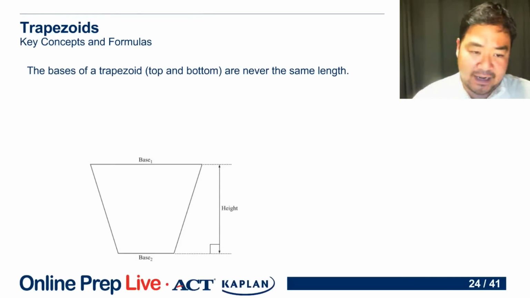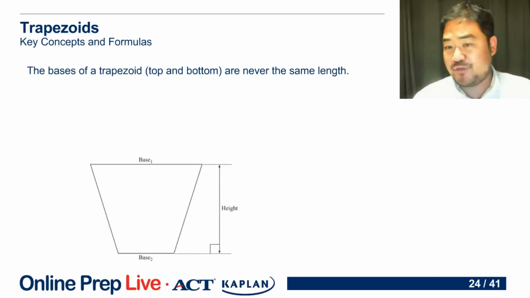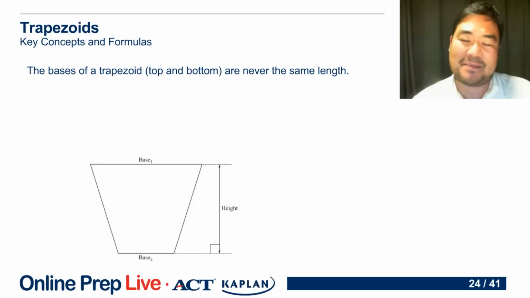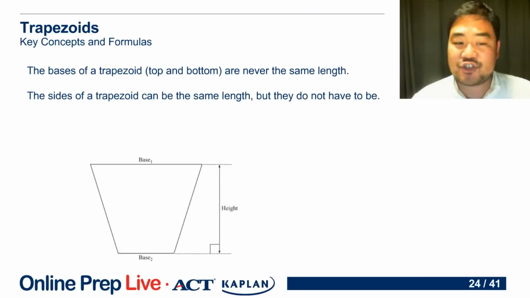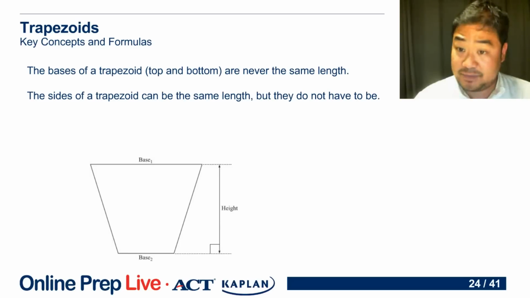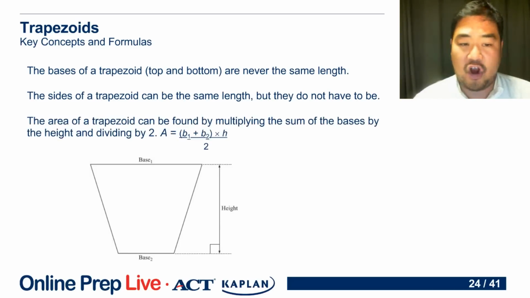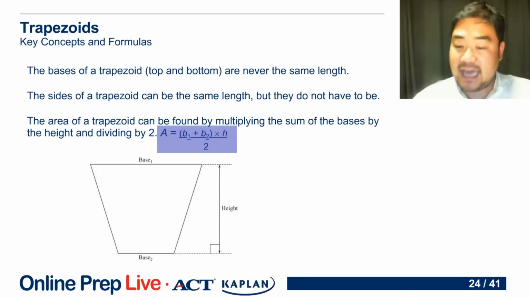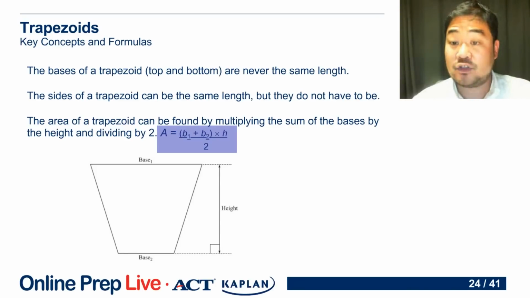So you have base 1 and you have base 2. And if you remember the area, you can type it into the chat if you want to dust off those trapezoid skills. At first it looks kind of similar to some of the formulas that we saw before, but with a little bit of a twist. The sides of a trapezoid can be the same length, but they don't have to be. But remember, the bases are never the same length. The formula for the area of the trapezoid is: area is equal to base 1 plus base 2 times the height divided by 2.